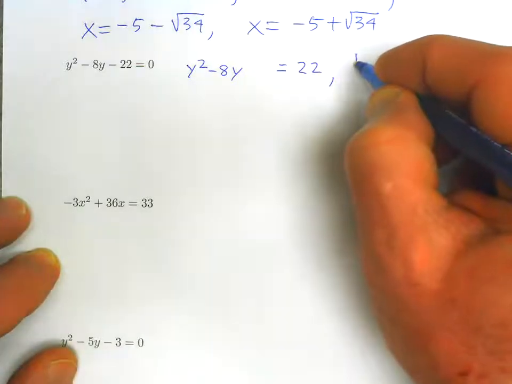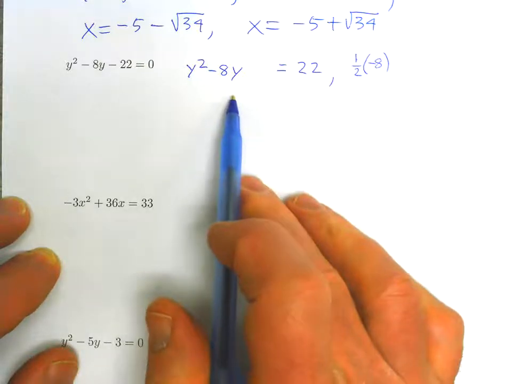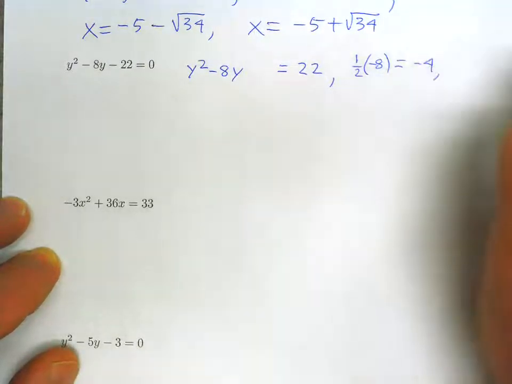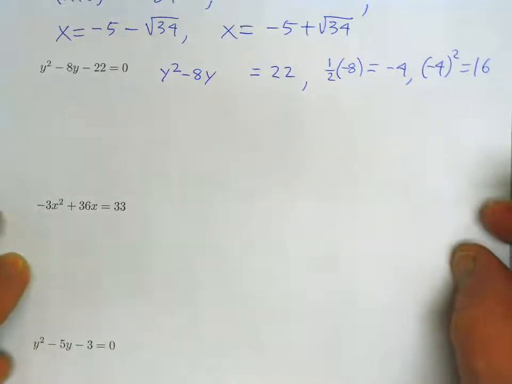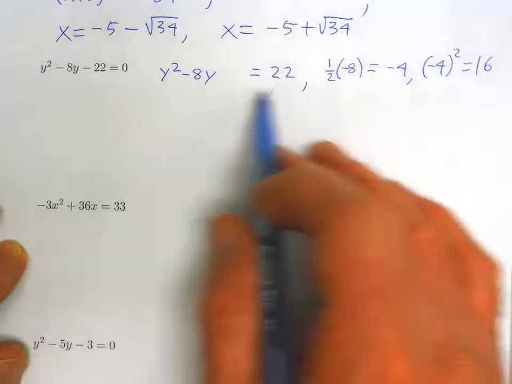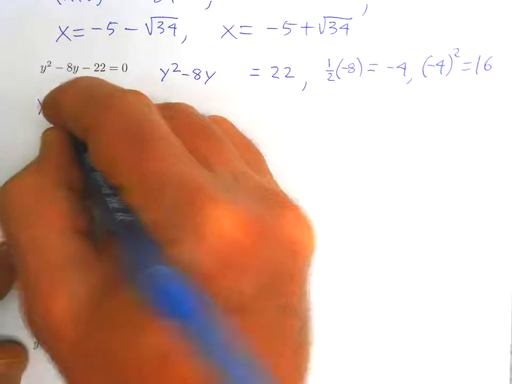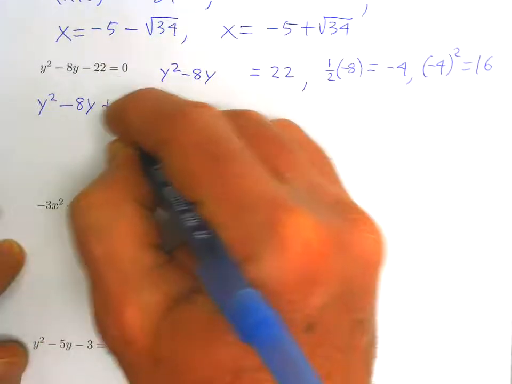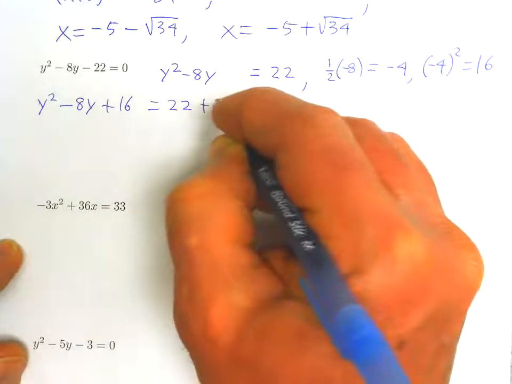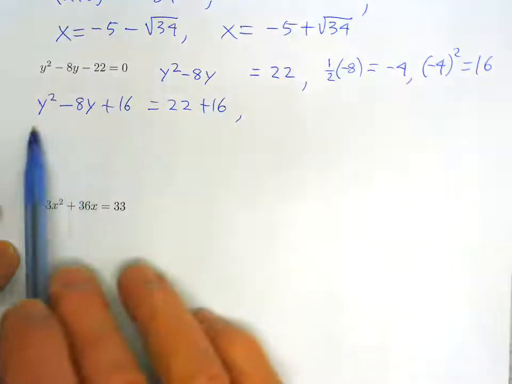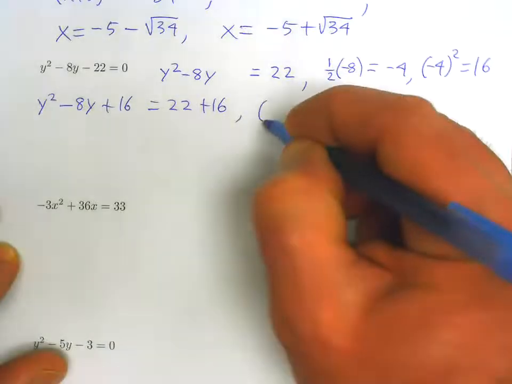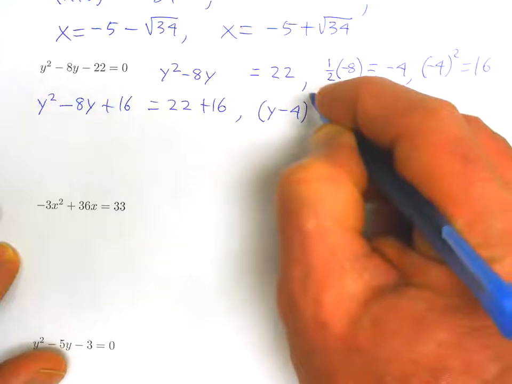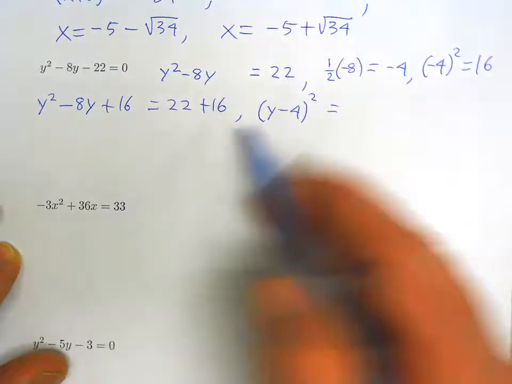So we take 1/2 of the coefficient of y. 1/2 of -8 is -4. And then we square the number -4, and we get positive 16. Okay, so in the next step, we're going to add 16 to both sides of this equation. We get y squared minus 8y plus 16 equals 22 plus 16. And y squared minus 8y plus 16 is a perfect square trinomial, so we can write it as the binomial y minus 4 to the second. And 22 plus 16 is 38.